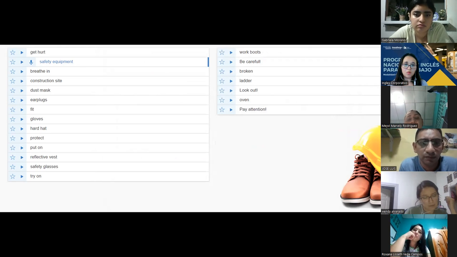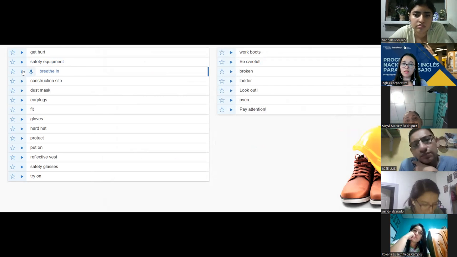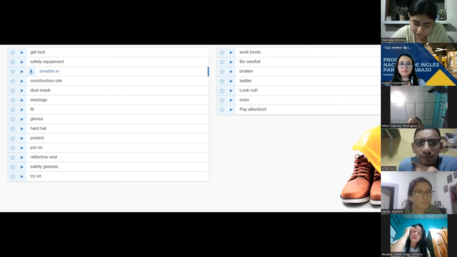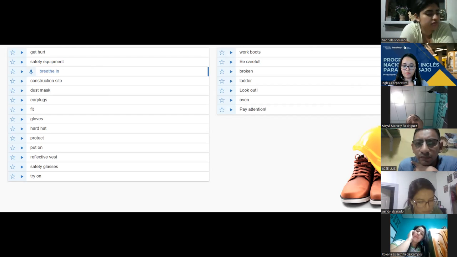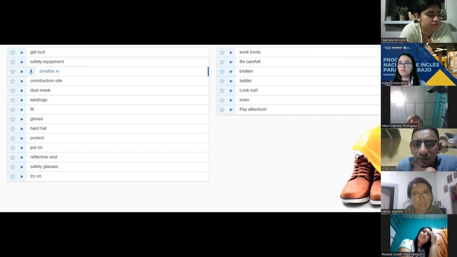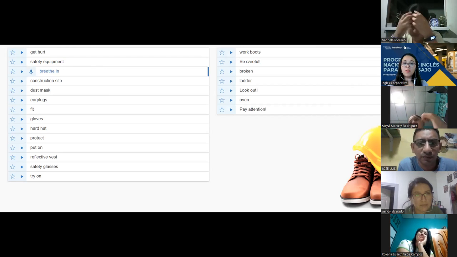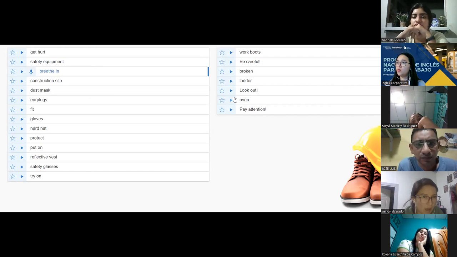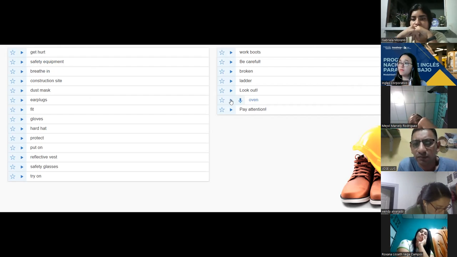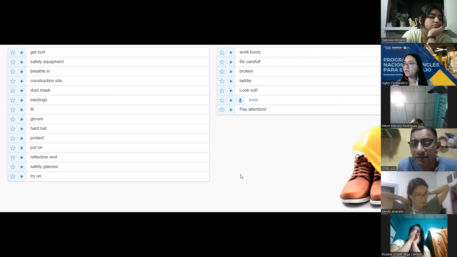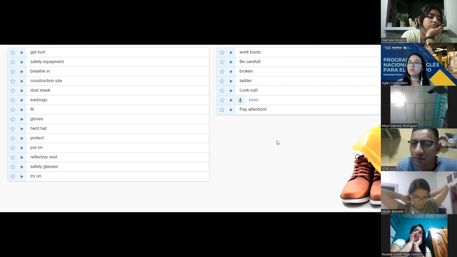Number three, construction site, es como un sitio que están. Breathing. This one, right? Es como respirar profundo. Breathing. Okay, thanks. Pay attention. Pay attention. Pongamos atención, right? Poner atención. Oven. Oven es el horno. Oven. Horno. Okay. El horno. ¿Qué significa, teacher? Oven es el horno. Ah, el horno.